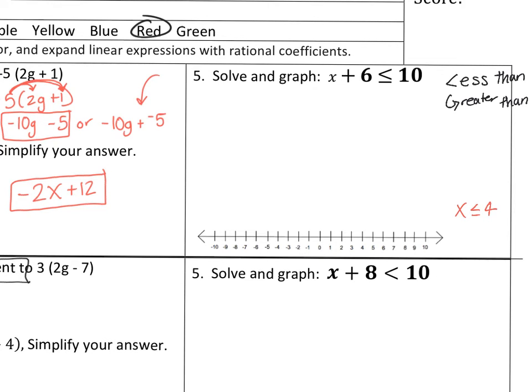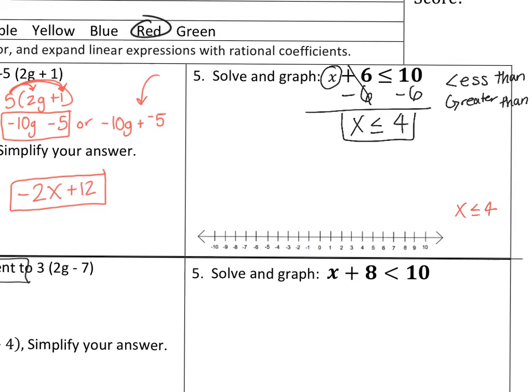Okay, so let's solve for this. Let's solve for x as if it were an equation. I want to get x by itself on one side of the inequality. So I'm going to get rid of the 6 by subtracting it. And what I do on one side, I do to the other. This is a 0 pair, so I'm left with what I want, which is x is less than or equal to 4, because 10 minus 6 is 4.